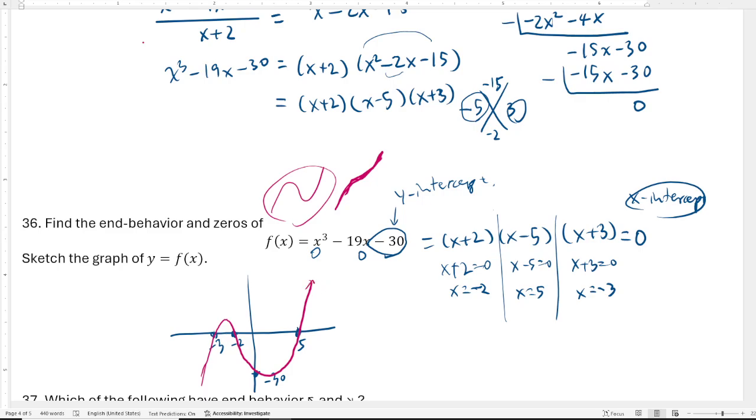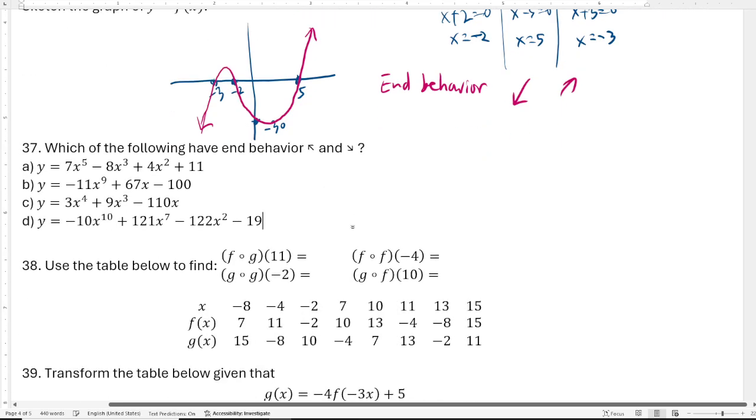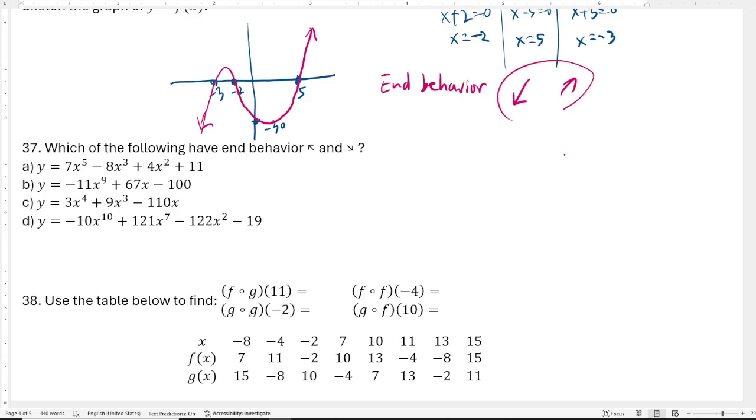Now what's the end behavior? You see this, so the end behavior would be this one and that one. Okay, which of the following will have end behavior of going this way and that way? Okay, so see, in our previous case, this one is when you had x cubed with the positive coefficient, right? Positive 1 as the coefficient.